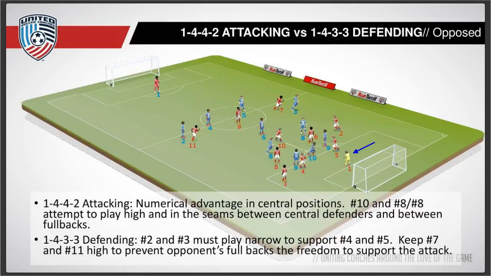Our goalkeeper has the ability to sweep up and pick up any balls that are overhit in there, should they be overhit. So 6 is going to prevent the service. 8 and 10 are going to deny the ability to pass forward. Number 1 is going to sweep up behind should we need him to.